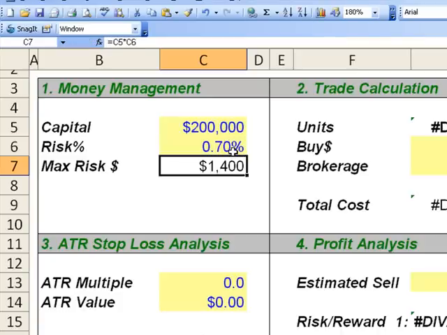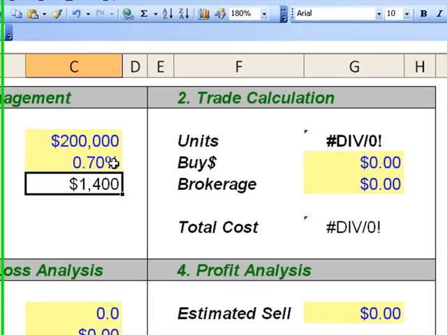Okay, just a bit of a typo error there. So 0.7% of that portfolio I'm prepared to risk with this particular trade. That means if the trade goes against me, I'm prepared to take a loss of $1,400. That's basically what the calculation is doing for me there.